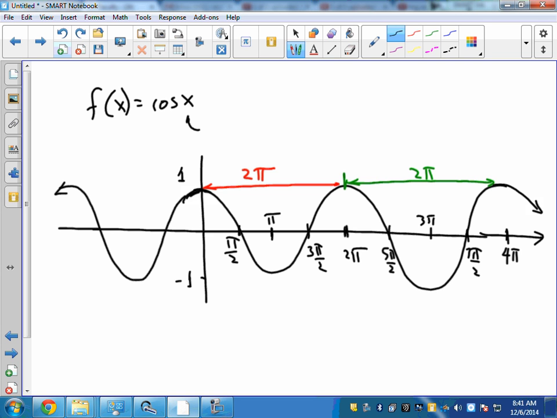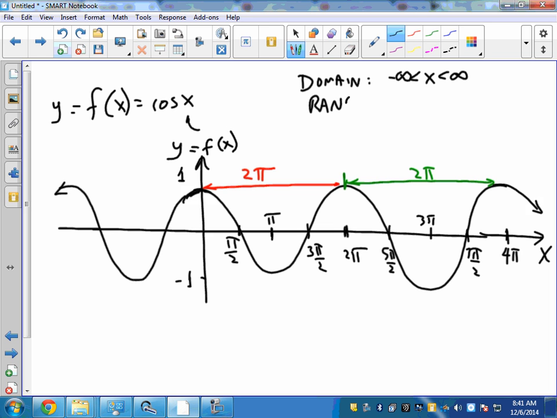We should label our axis. This is our x-axis, and this now is going to be our f of x-axis. If we decide to call this y, we can also call this the y-axis. Again, note domain is all reals, so the angle -infinity to infinity, and the range, just like with the sine, is going to be -1 to 1, closed.